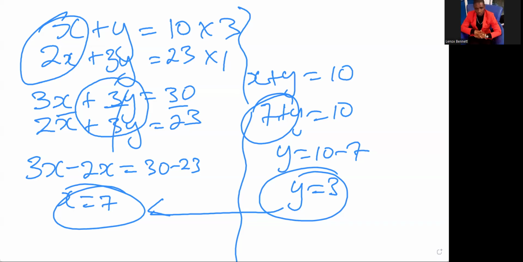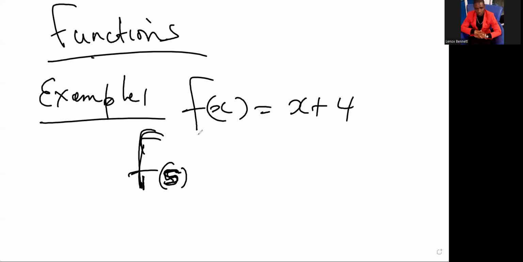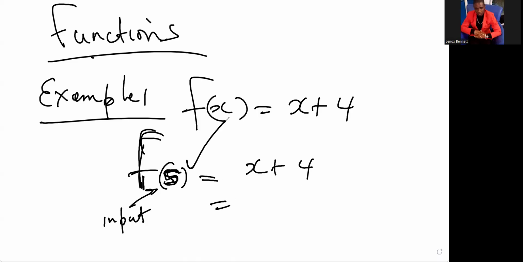Alright. Guys, I'm going to give you another minute and then we move on. All we need to do is just replace the x with the 5, right? Because they want the output, so the 5 would be the input. So when we put input 5, what do we get? So x plus 4, we replace the x, is 5 plus 4. So 5 plus 4, 9.